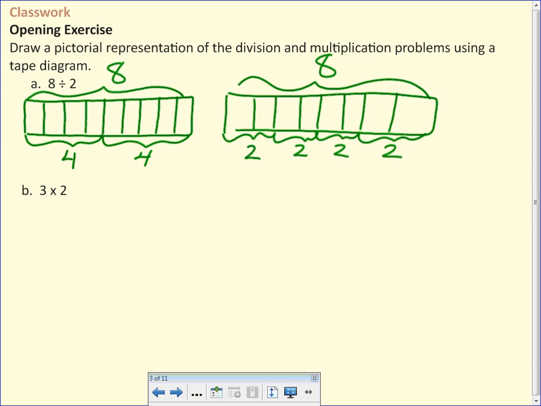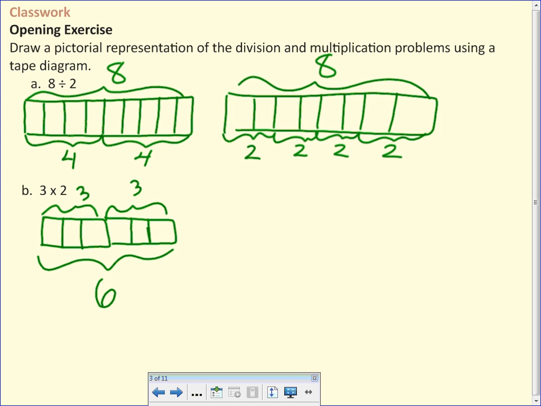That second one was the one I didn't know I was going to ask you. So for B, 3 times 2. Let's take a look at that. I have 3 times 2, so I have 3 groups, and my answer is 6. So 3 two times is 6. So we can use tape diagrams to represent multiplication and division.